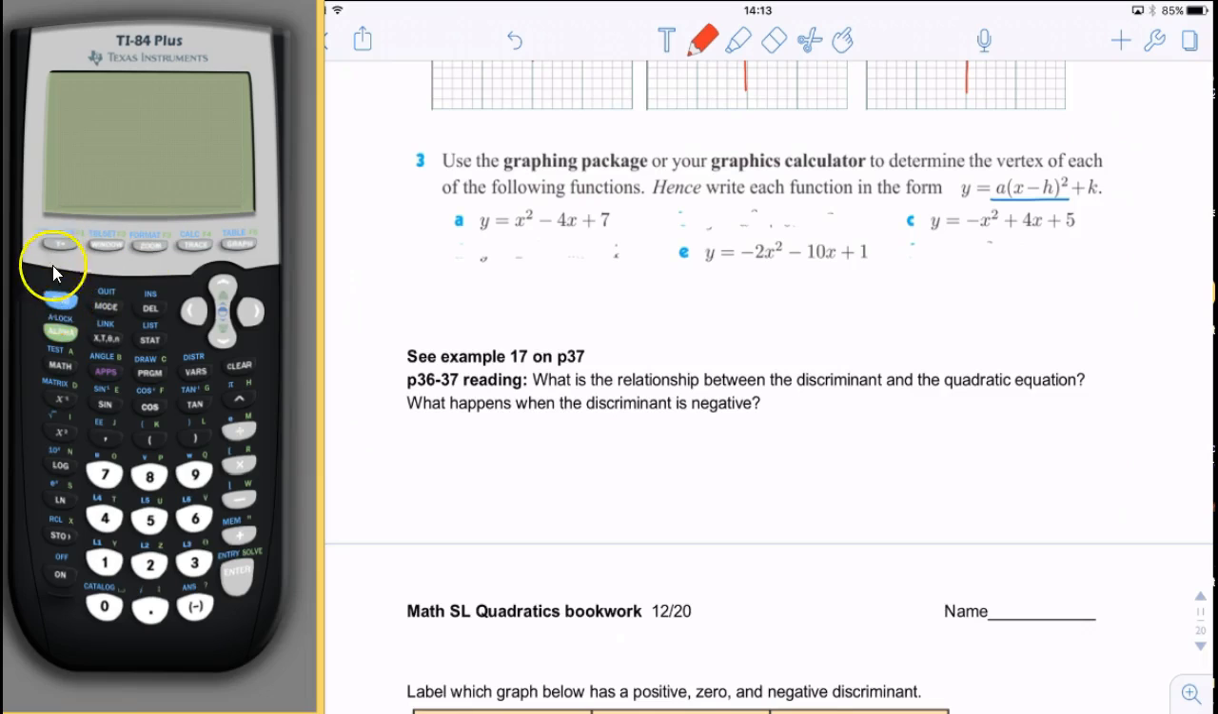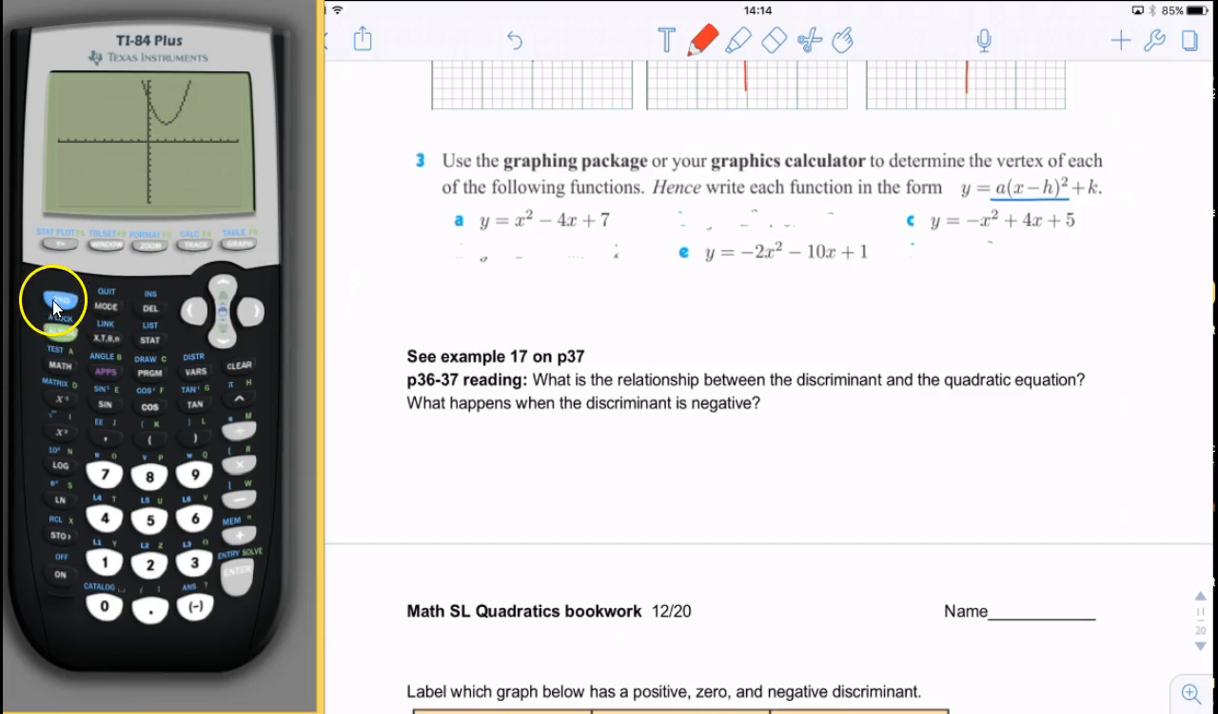First thing you're going to do is you're going to graph this function, which is x squared minus 4x plus 7. And then we're going to graph it. And then we want to know where the vertex is. It's right there, actually. And there's a couple ways to do this.